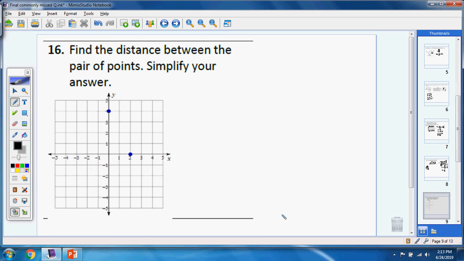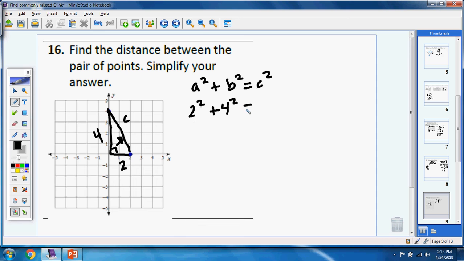All right, number 16, find the distance between the pair of points. We've done this before as essentially a right triangle. So if I create a right triangle, it is now a Pythagorean theorem problem. This is a 2 and this is a 4. Unfortunately, this is not a triple. So I need to find side C, which is the hypotenuse again, which is the largest side. So I really have 2 squared plus 4 squared is equal to C squared. So I've got a 4 plus 16. So I have C squared is equal to 20.